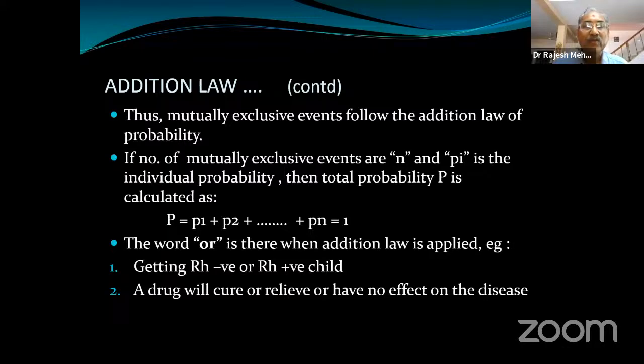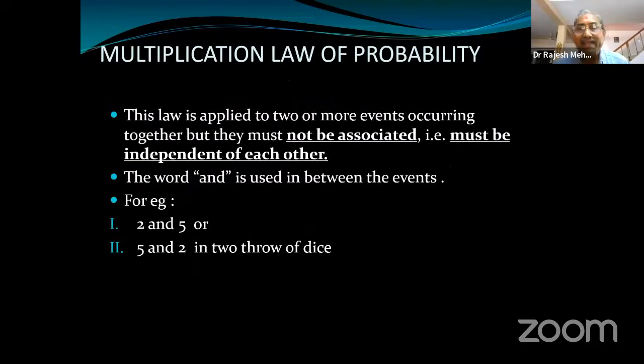Against that, in multiplication law, what happens? There is a word and, 2 and 5, 5 and 2. So if there are two separate dice, what will happen in both the dice? Here it is a 2 and here it has to be 2. Two separate events are occurring, and what is the result here? So you have to multiply, and because it is and, the probability of both events occurring together will automatically be less. So we are multiplying. When you apply the or, probability is increasing, and that's why you are adding.